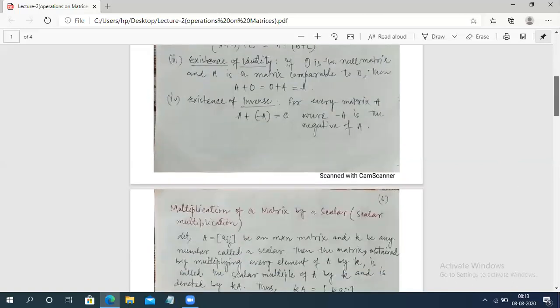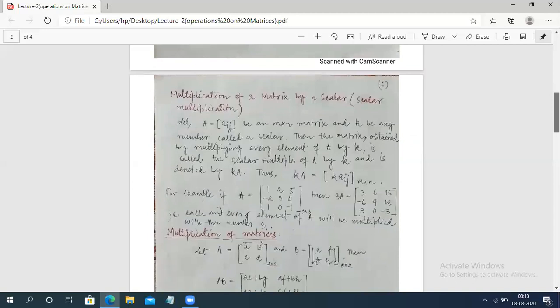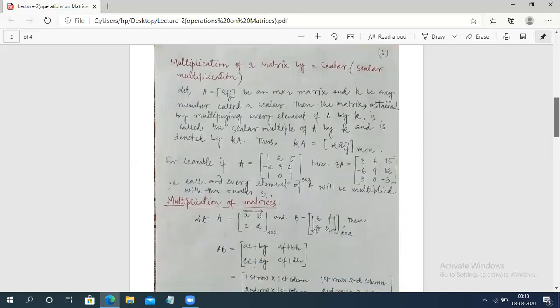Next, come to the operation of scalar multiplication. If we are talking about multiplication, first we will discuss scalar multiplication. Scalar multiplication means if we multiply any matrix with a scalar quantity, that means with a constant, then what will happen? Suppose A is any matrix of order m by n and k is any scalar, then the matrix obtained by multiplying every element of A by k is called the scalar multiple of A by k.